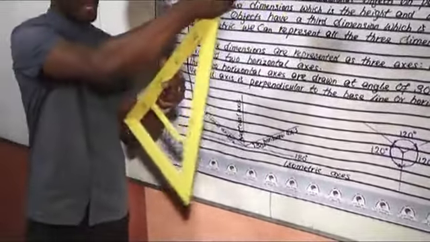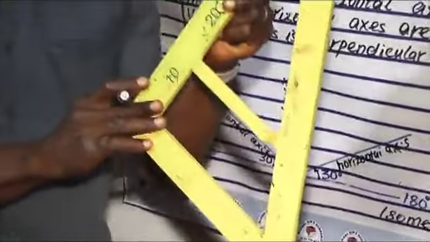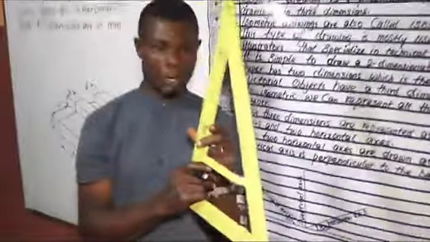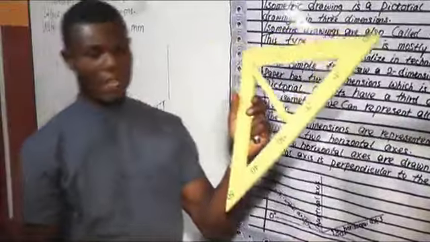Now, if you look at this set square, it's triangular in shape and definitely has three angles. The smallest angle here is 30 degrees. You have this other angle, which is 60 degrees, and you have 90 degrees here. We use this set square for isometric drawing. We have another set square here. This is called the 45 degree by 45 degree set square.